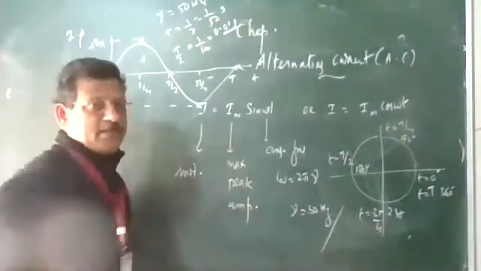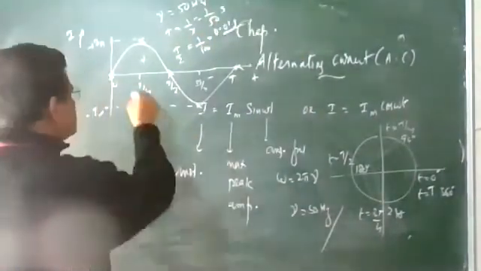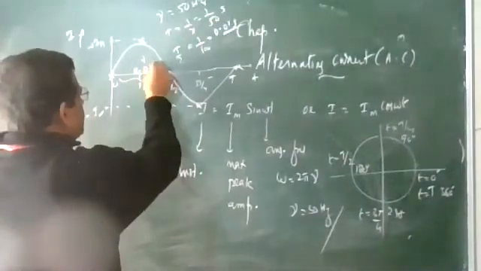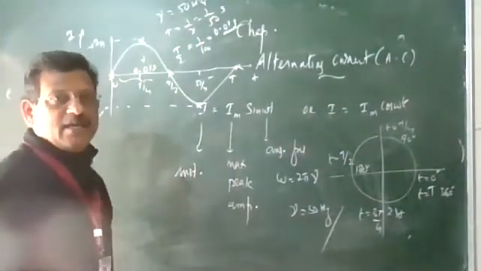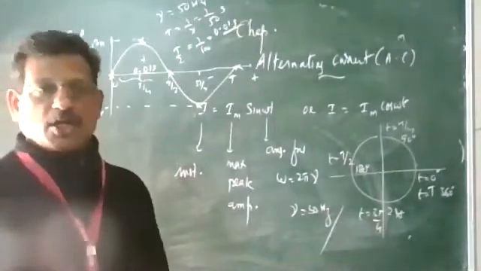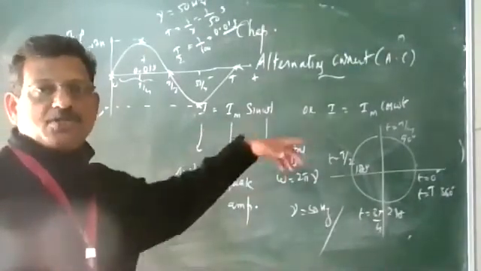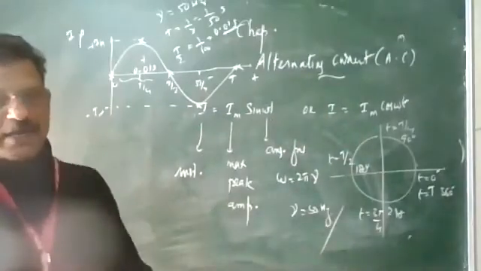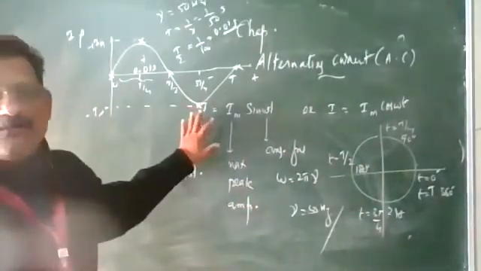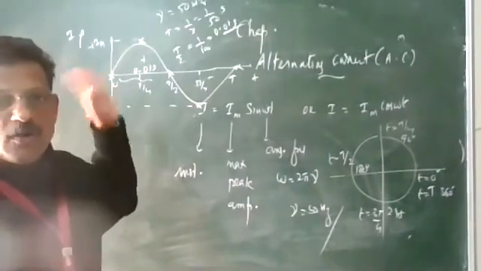For 0.01 second it will be positive. After that it becomes negative. The process will continue. So this is your alternating current. It can be represented by either a sine function or a cos function. Any can be used, but mainly we use the sine function. So this is alternating current.